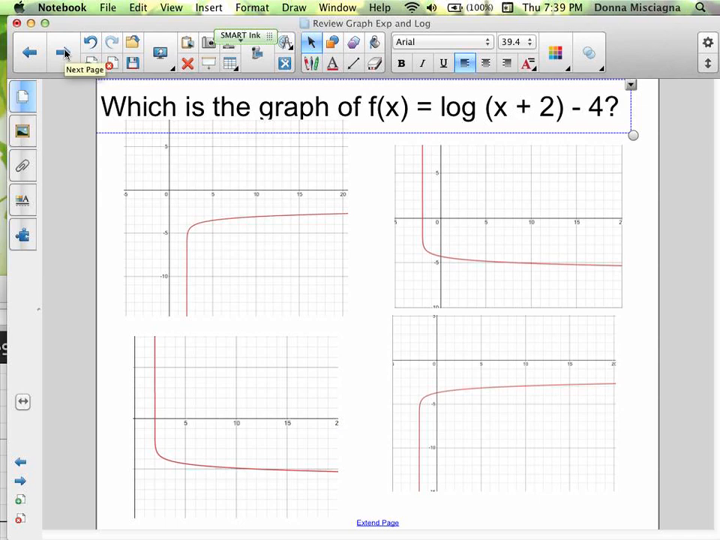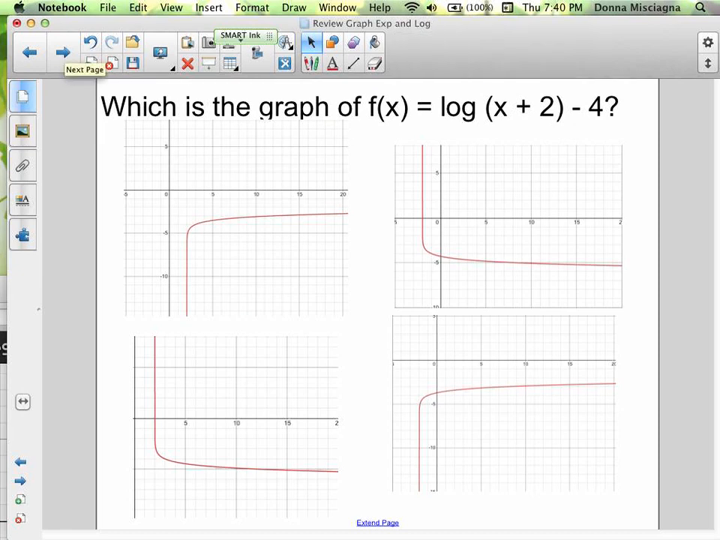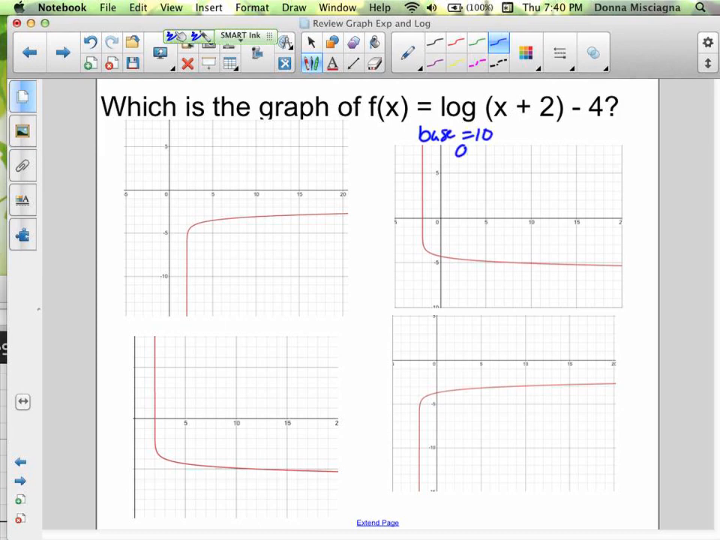This one's a matching. Which is the graph of f of x equals log x plus 2 plus 4. All right, so again, this is base 10, because no base is written. This is growth, because 10 is greater than 1. So our function should be increasing from left to right. That's growth.